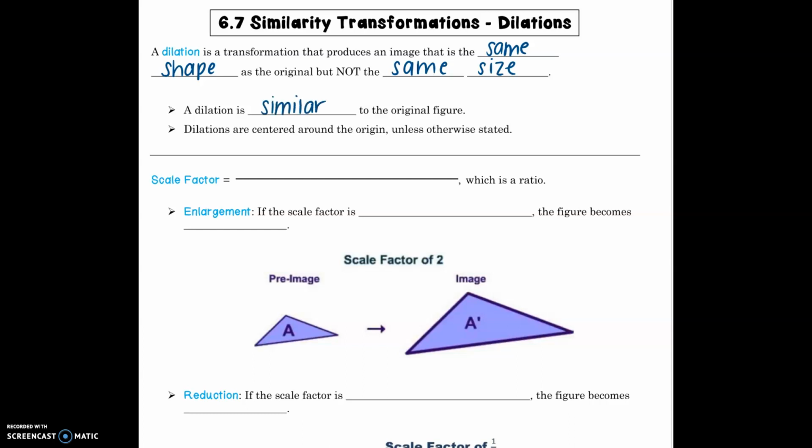We have been working with transformations such as translations, reflections, and rotations, where the pre-image is congruent to the image. But here, because we have a similarity transformation, our pre-image is similar to the dilation's image. Dilations are centered around the origin, unless otherwise stated.